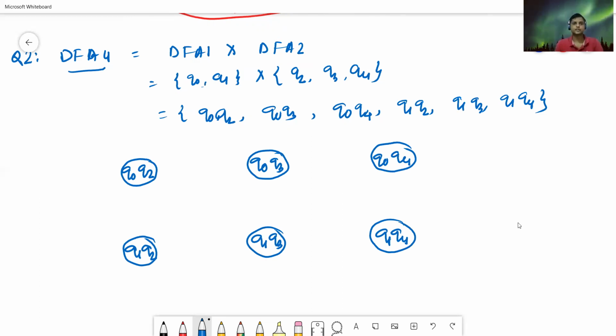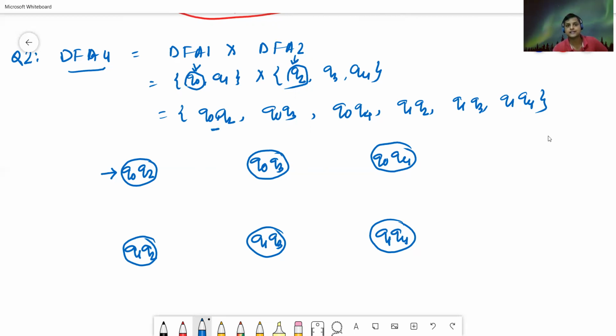Okay, so now we check the initial state. Here in DFA 1, Q0 is the initial and in DFA 2, Q2 is the initial. So Q0, Q2 is the initial state. Now in DFA 4, which one will be the final state? See here, Q0 is the final state and Q2 is the final state. Now we'll check in DFA 4 which state contains either Q0 or Q2.